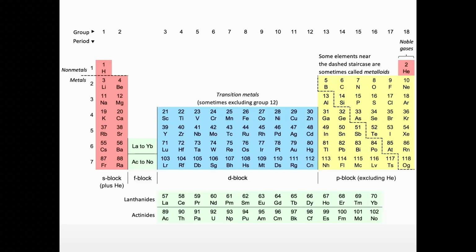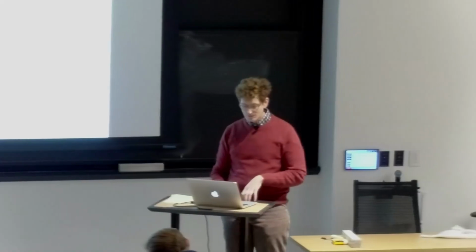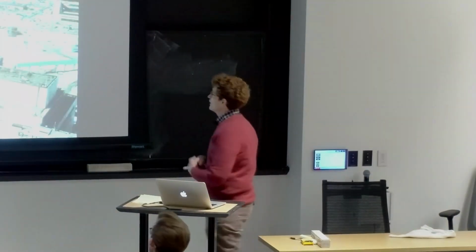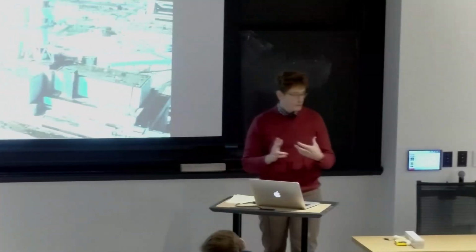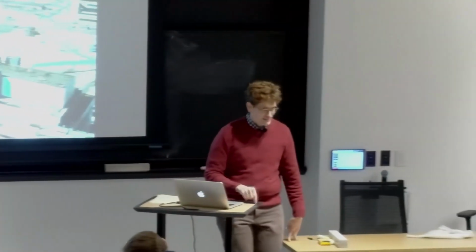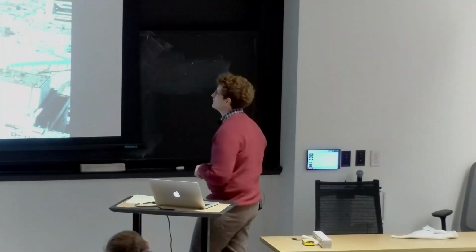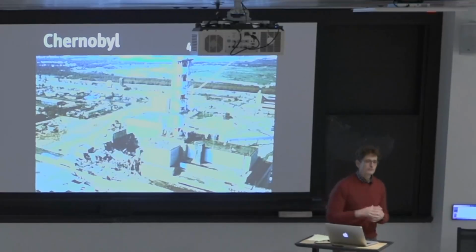Cesium looks like potassium, and potassium is used everywhere in your body. So it filters through all of your organs and stays around. All right, so let's look at some of the source terms. We're going to look at two major accidents, the two INES 7 events. This is the International Nuclear Event Scale. It goes up to 7. 7 is the worst. There's only been 2 of these events in history, Chernobyl and Fukushima.